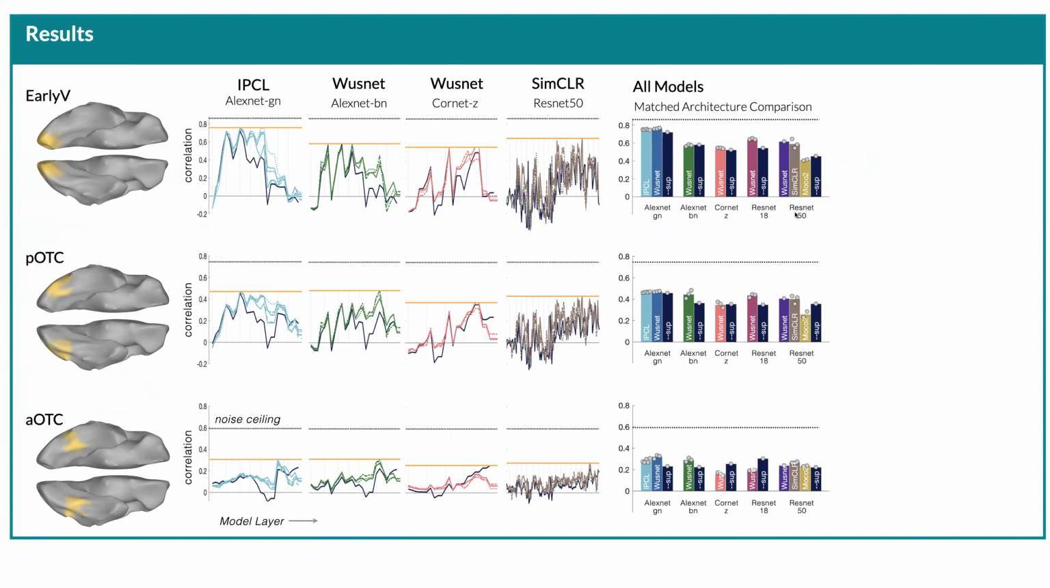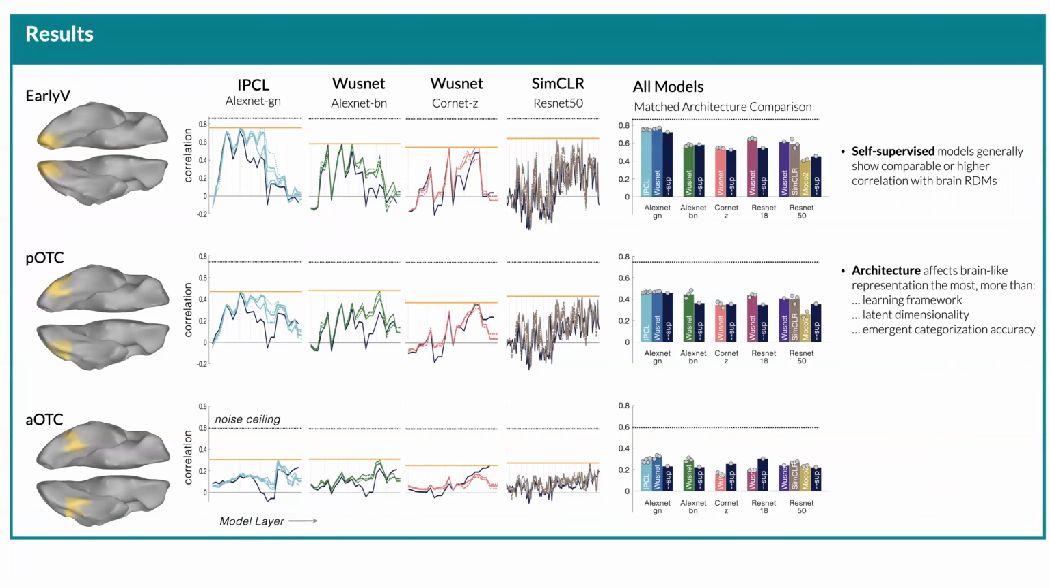So there's a lot in these data, and I'm going to highlight a few patterns. First is the self-supervised models generally show comparable or higher correlation with brain RDMs. So you can see that with the colored bars over the supervised dark bars. And in general, it's the IPCL or Wu's net trained AlexNet with group norm layers that generally shows the best emergent match across the board. There are some exceptions here, though. For instance, the CORnet supervised model in the anterior OTC shows a better fit than the self-supervised counterpart.